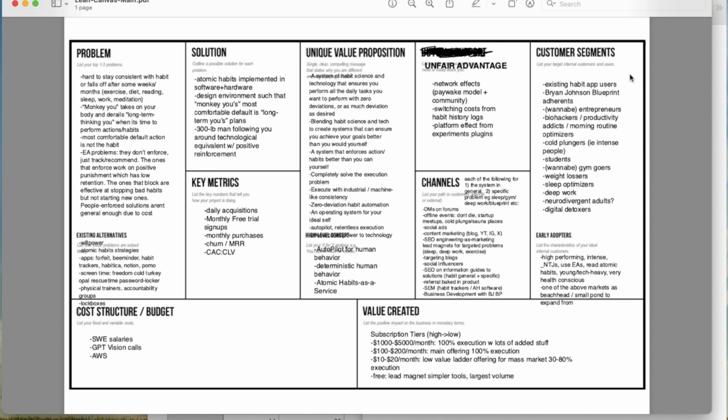Okay, so typically the early adopters that you're looking for are using existing alternatives. So these are existing habit apps like Forfeit and BeMinder, and I've listed a couple here. So that's always an initial good customer segment. Another one is people that do Blueprint, like Brian Johnson's Blueprint. And this is kind of my use case. This is why I thought of it.